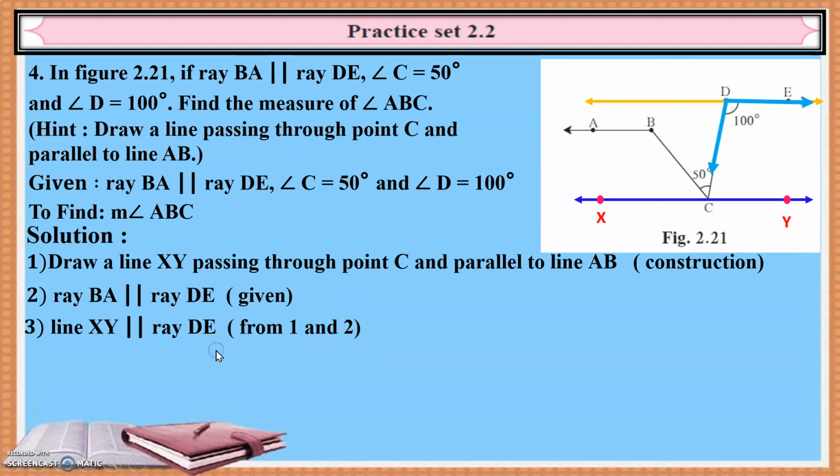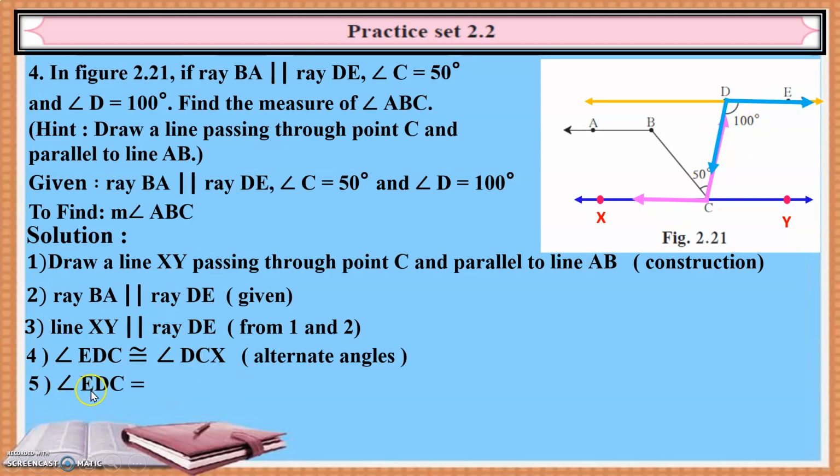Now in the next step, we have this angle EDC, which is given, and angle DCX. They are forming alternate angles, and because they are alternate angles between two parallel lines, they will be congruent. So we will write the next step as angle EDC congruent to angle DCX, alternate angles. Now here the value of EDC is given as 100 degrees. Now if EDC is 100, DCX will also be 100 degrees.